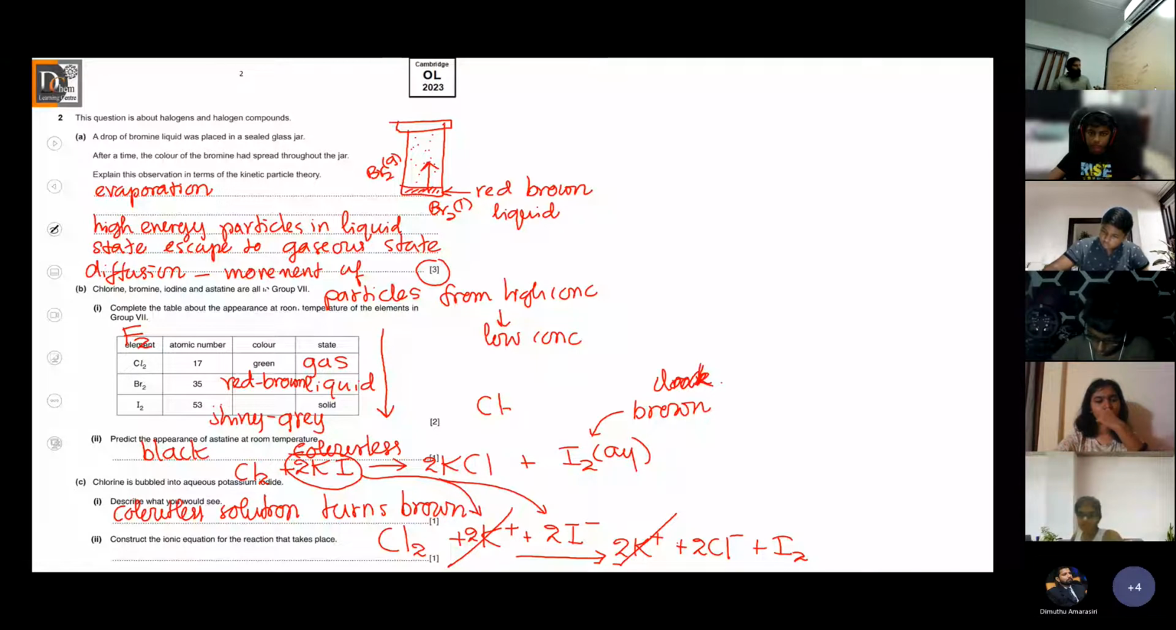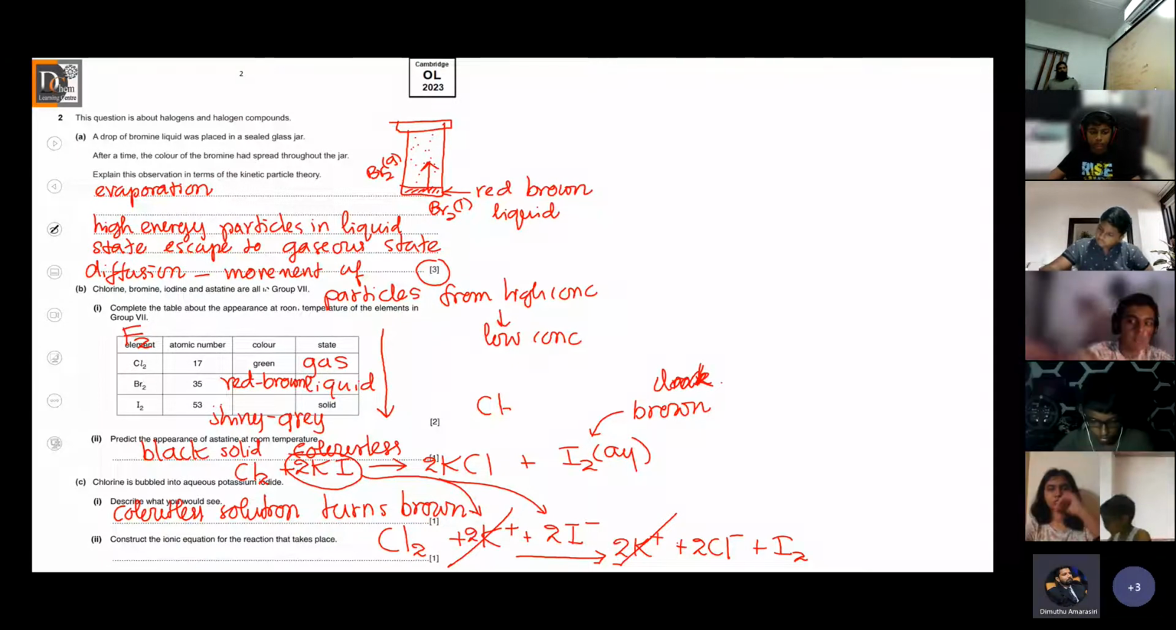Even my explanations, it wasn't full. Astatine, the appearance, physical state: black solid. It's about a 1 mark thing. Sometimes you might have written black, but no marks given because it should be black solid. You can't assume that the examiner would think about it. You have to write it.